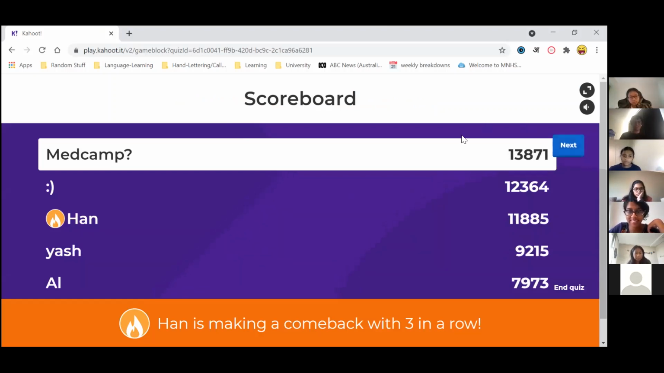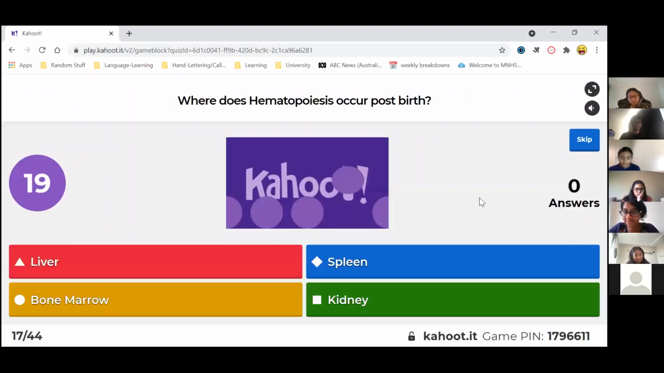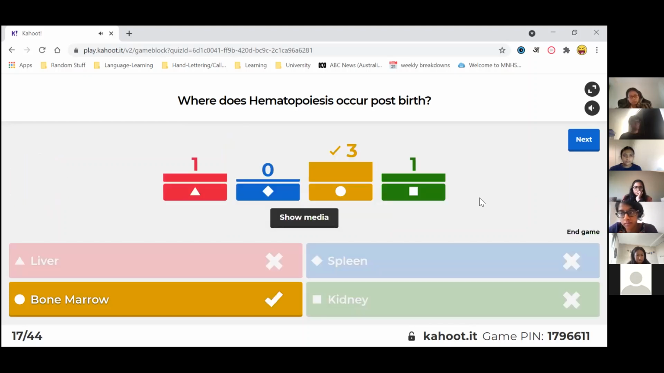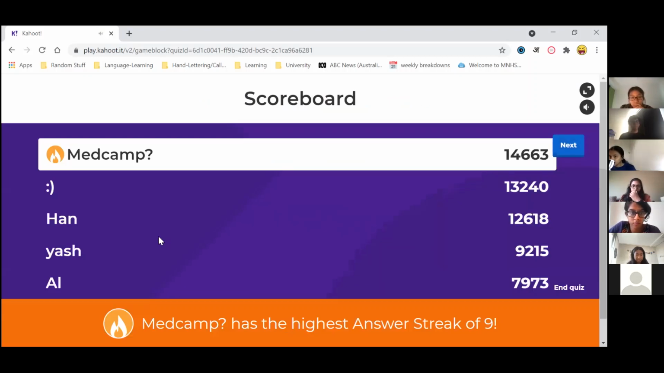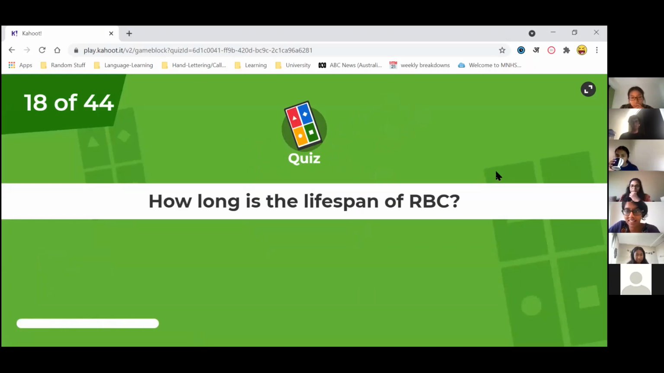Han is on fire. Yep, that's what I was going to say. I think if you go to the next slide, there should be a slide in the next one. Nope. Okay. I will explain it after this question then.